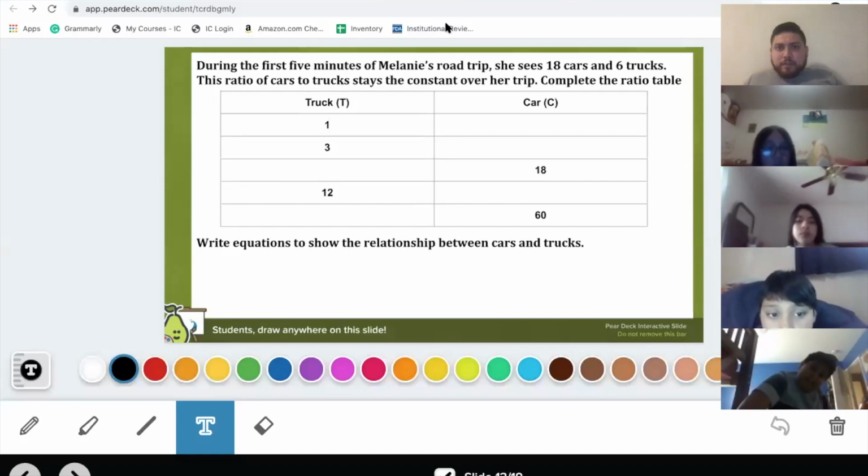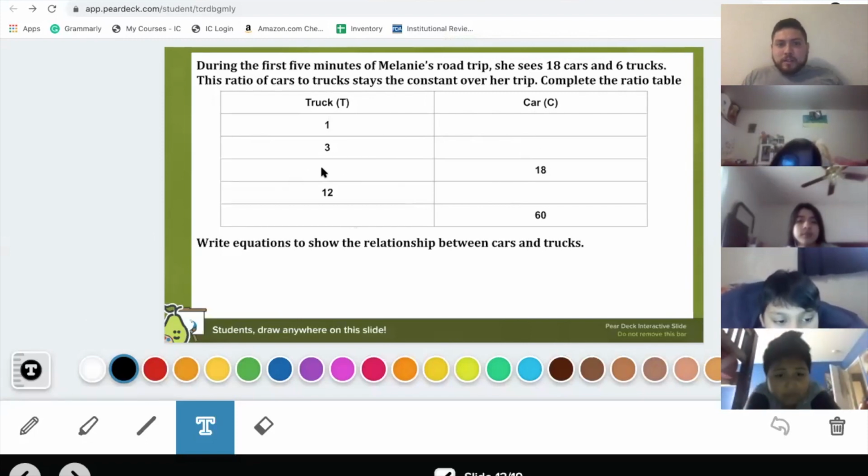So given the similarities to our exit ticket from this independent practice slide, I want you to first fill out this table for me. So if you notice, the first one is done for you. It says during the first 5 minutes of Melody's road trip, she sees 18 cars and 6 trucks. Well, here's the 18 for the cars and here is the 6 trucks.